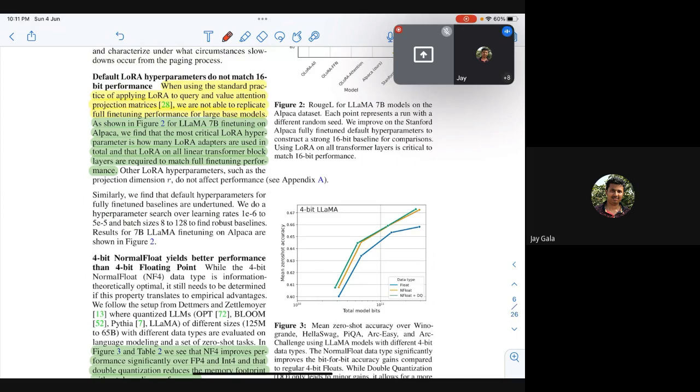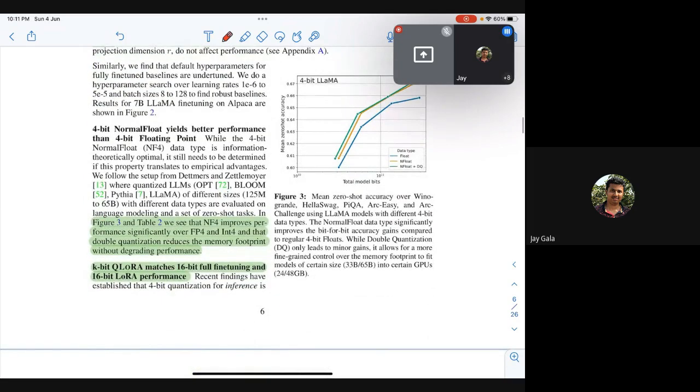One more interesting finding is that the standard LoRA hyperparameters you use for 16-bit fine tuning do not work well in this setting. What they essentially find is that you need to add more adapters. The number of adapters needs to be higher in this case across each transformer block, to match the performance.